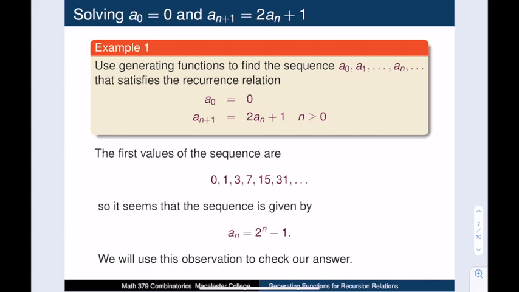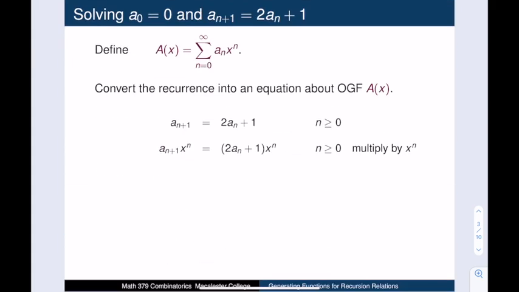But the point of this video is to show you the generating function techniques that we can employ to solve these recurrence relations, and that will be really useful when we have unknown sequences that we can't just guess the answer to. So here's how we begin. We define our ordinary generating function, A(x), and that's equal to the sum as n goes from 0 to infinity of a_n times x^n.